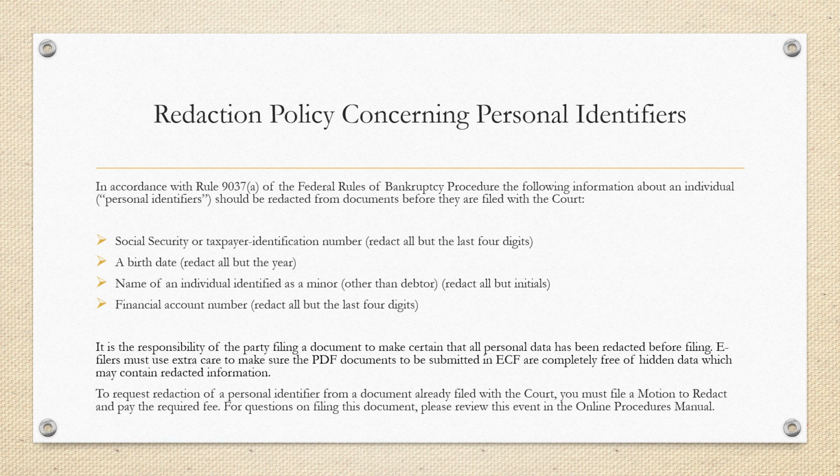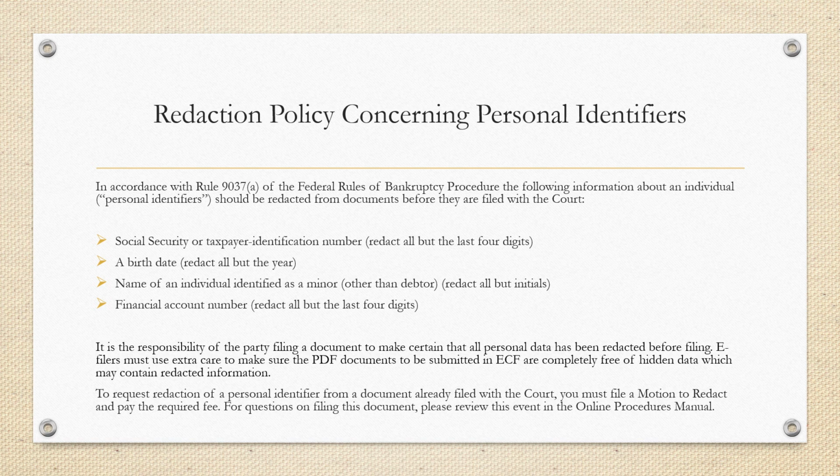Be sure you are aware of the redaction policy concerning personal identifiers. In accordance with Rule 9037A of the Federal Rules of Bankruptcy Procedure, the following information about an individual, or personal identifiers, should be redacted from documents before they are filed with the court. These include a Social Security or taxpayer identification number, a birth date, the name of an individual identified as a minor, and financial account numbers. It is the responsibility of the party filing a document to make certain that all personal data has been redacted before filing.